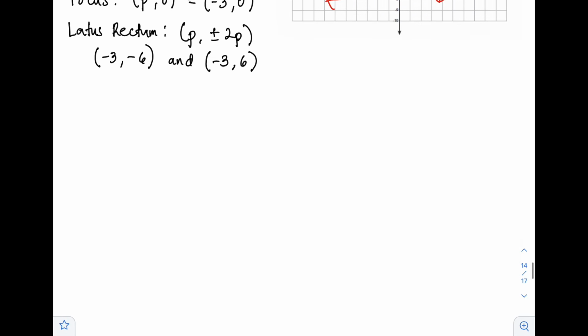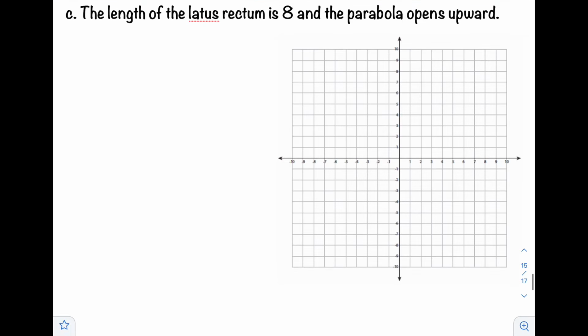So, next, let's have example letter C. The length of the latus rectum is 8 and the parabola opens upward. So, ang key term natin dito is yung the parabola opens upward. So, meaning, ang standard form or formula na gagamitin natin is yung x squared equals 4py.